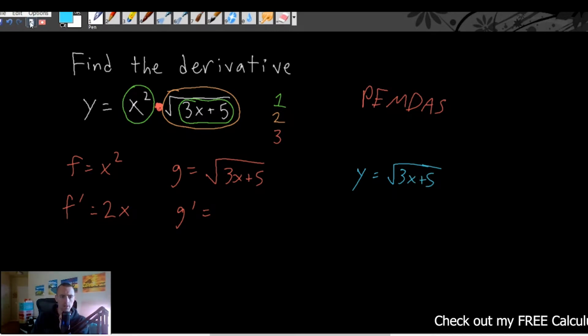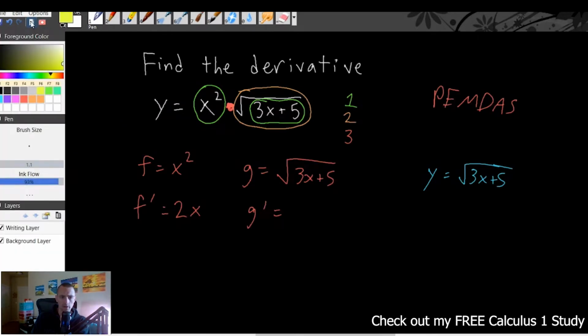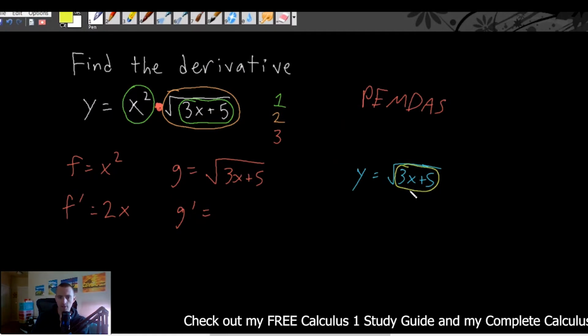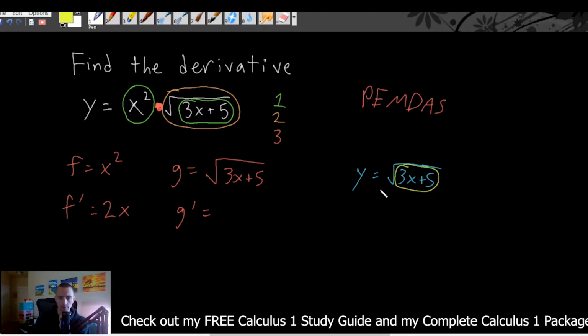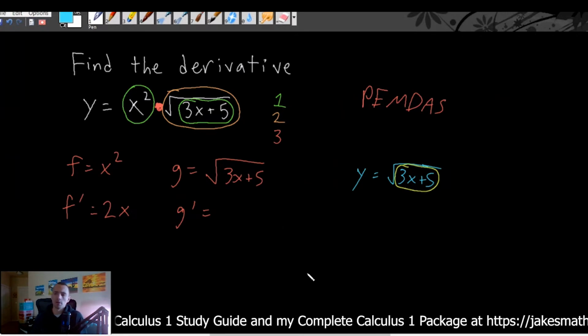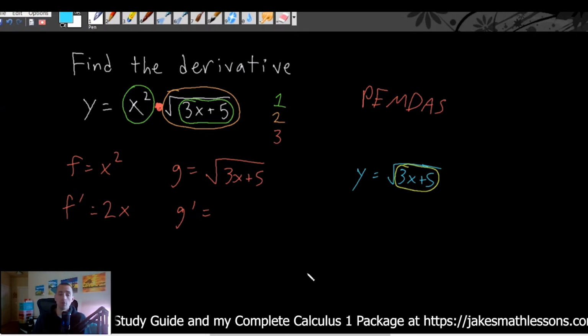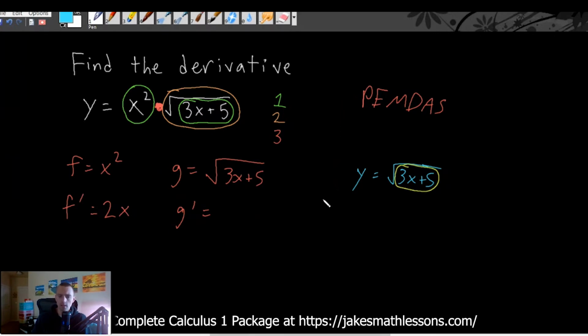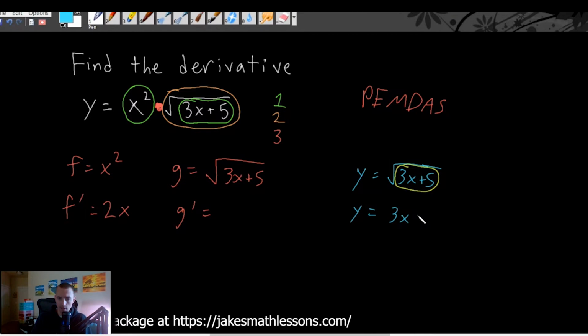So again, in this case, we basically have an inside function, which is going to be everything inside the square root here, and an outside function, which is the square root itself. So before we actually take the derivative of this, what I would recommend, and I recommend this whenever you have to find the derivative of something with a square root, is instead of thinking of it as the square root of something, think of it as that thing, 3x plus 5, raised up to the 1/2 power.